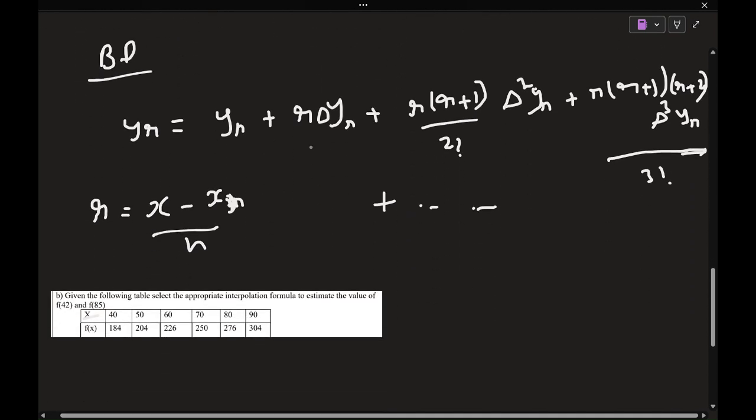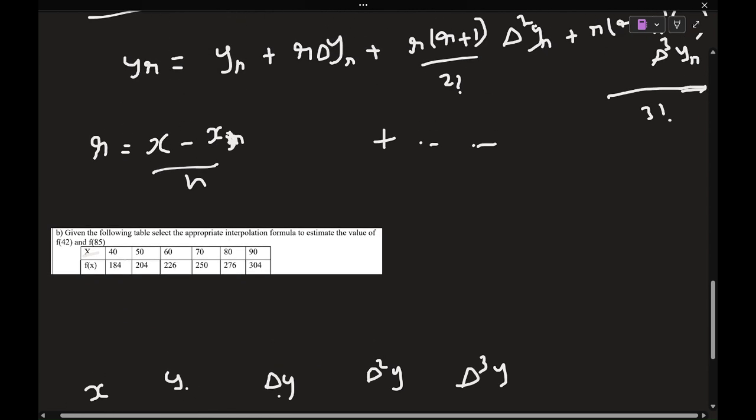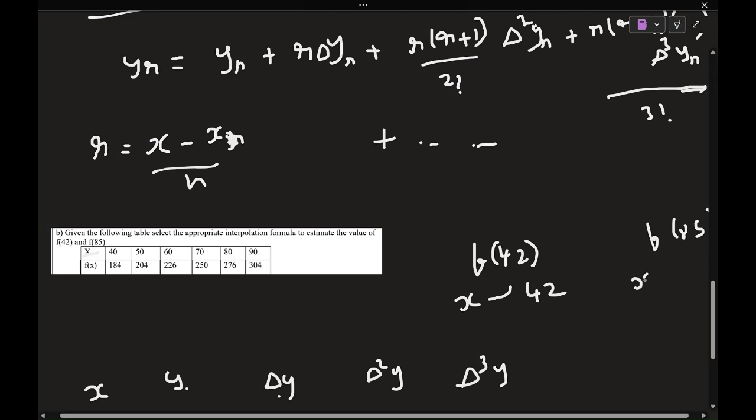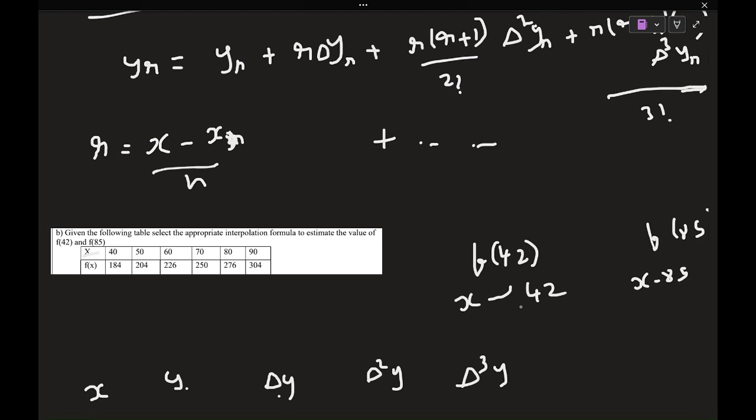And now we'll continue with the sum. They have given us: use the appropriate formula and find the value of f of 42 and f of 85. So here they are asking us f of 42, which means my x value is 42, and f of 85 means my x value is 85. I'll do the first part first. I'll divide it into two parts. Now I should find the value of the function when x is 42.